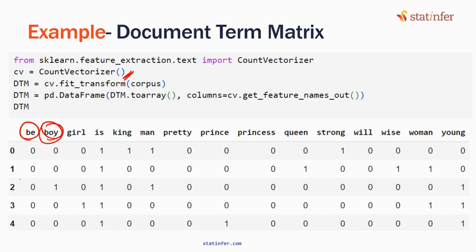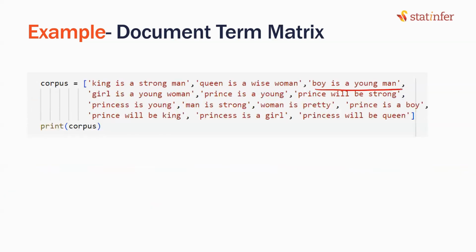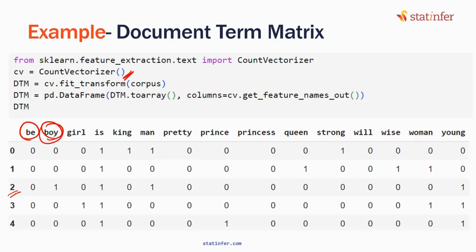So apparently boy is in the 3rd document: boy is a young man. Girl is in the 4th document: girl is a young woman. King is in the 1st document. So this is the document term matrix.